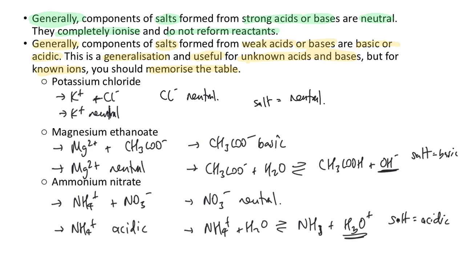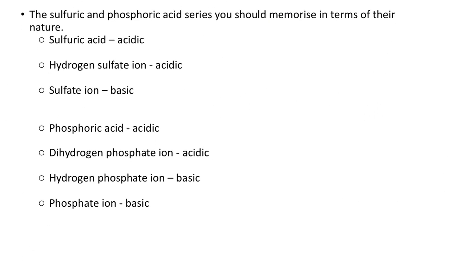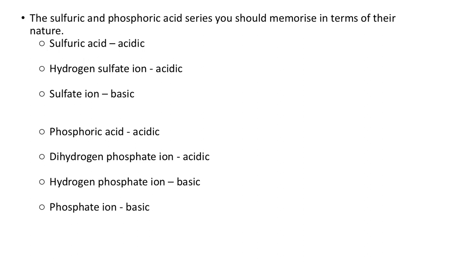Now, what happens if you get a mixture of acidic and basic ions? Then it's going to depend on the Ka and the Kb of those two particular component ions. But that's unlikely to occur unless you really do get the Ka and Kb of those two ions. The sulfuric acid and the phosphoric acid series, you should memorize in terms of their nature.